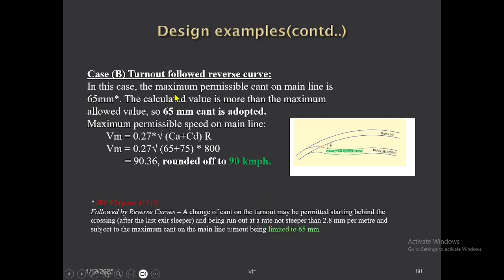So that is why earlier we calculated a superelevation of 85 mm for this main line. In this case, the superelevation has been restricted to 65 mm, and for 65 mm, allowing the cant efficiency and the given radius, we have to find out the maximum permissible speed on the curve. That is coming around 90.36 km per hour, and we are rounding down to 90 kmph.